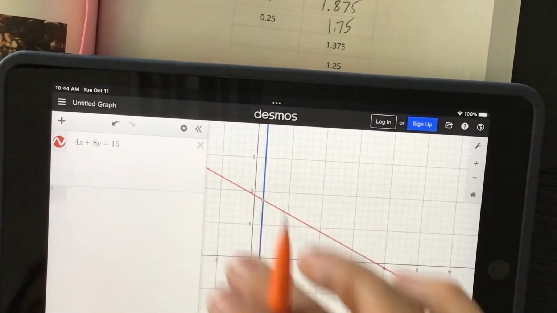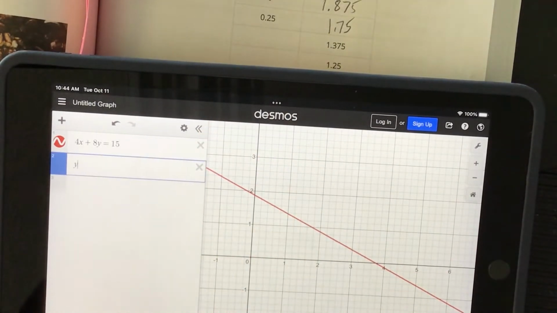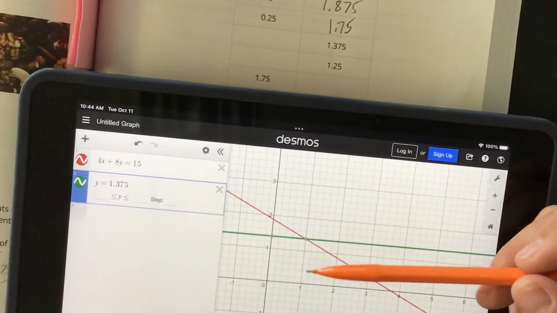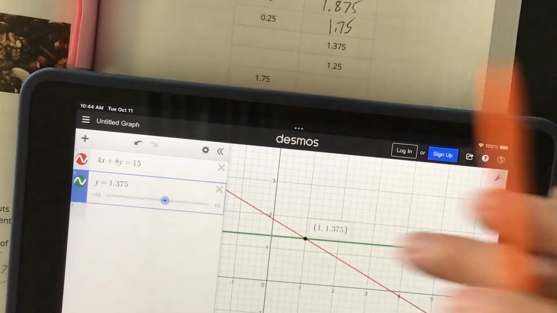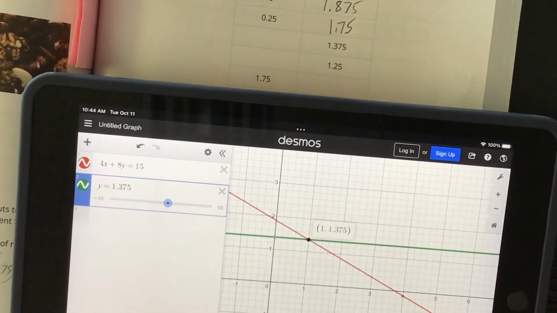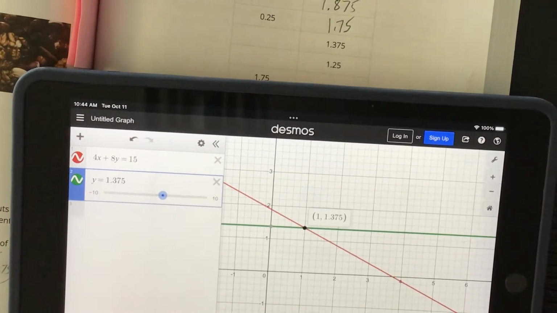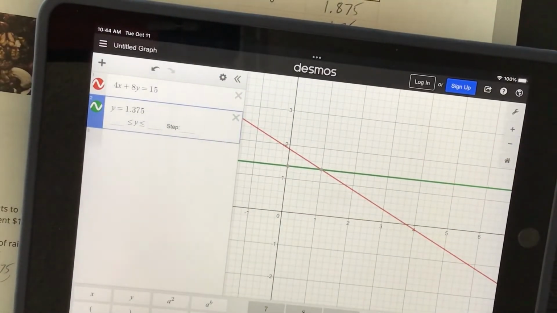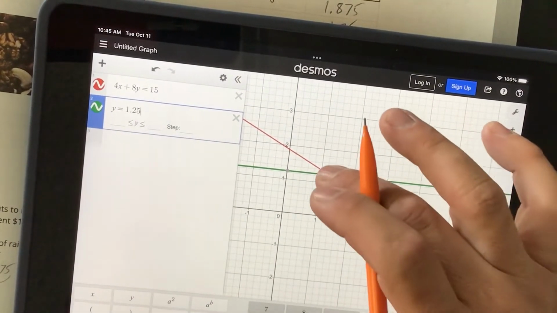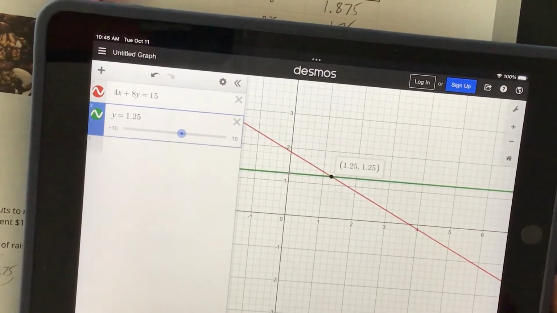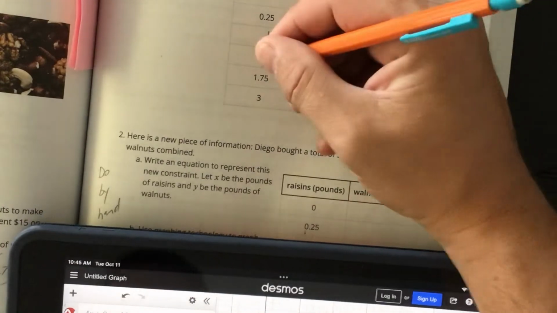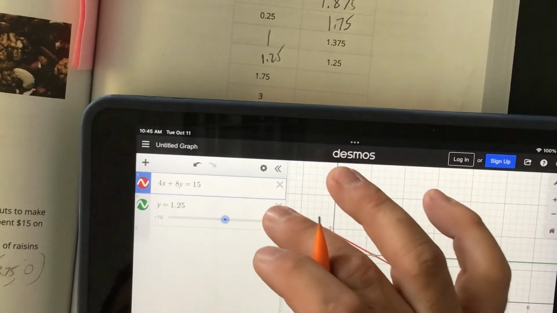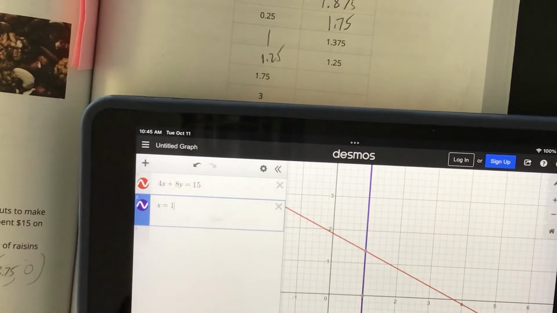So instead of x here, I'm going to write y equals 1.375. And I, again, looking just where they cross. So I click on that. And what is X? What is my pound of raisins? 1. Same thing with 1.25. Where do they cross? 1.25. It gives me raisins again, so that's X equals 1.75.